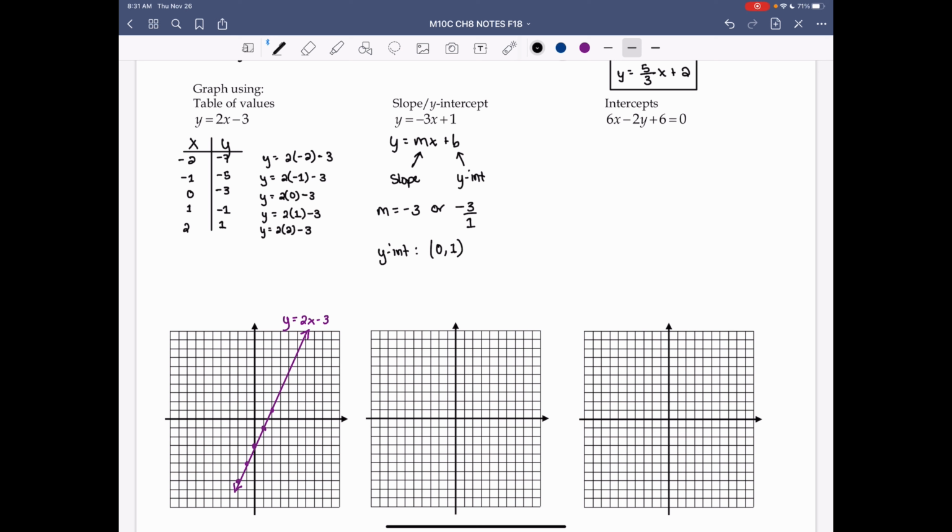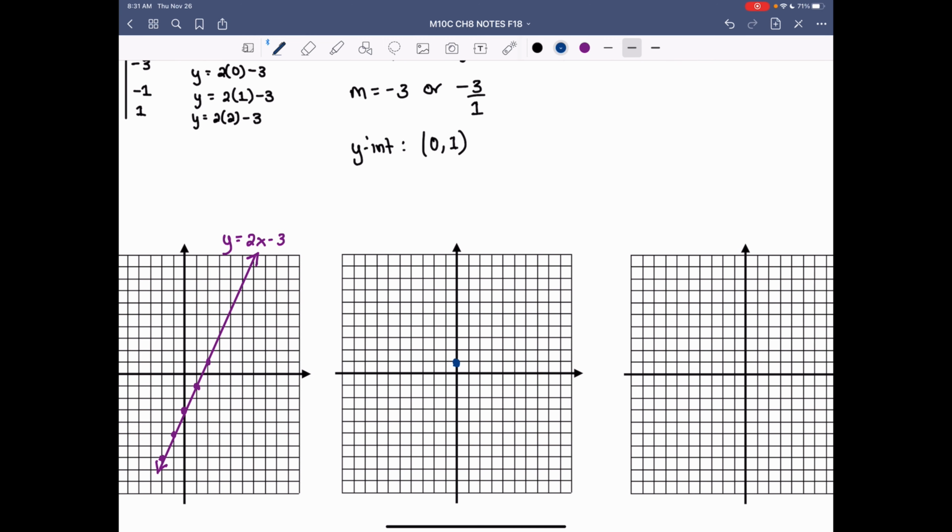Now we can plot that point, the y-intercept. So at x equals 0 and y equals 1. It's our y-intercept. And then we have a slope of -3 over 1. So that means it's going down and to the right in this direction, whereas this one was positive slope. It was going up as we moved to the right.